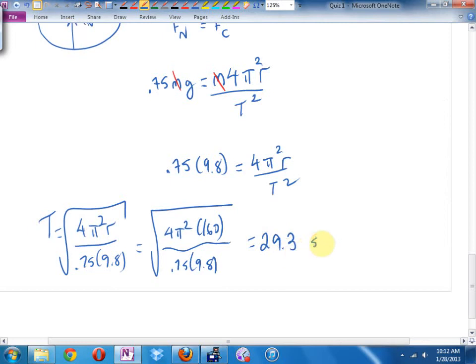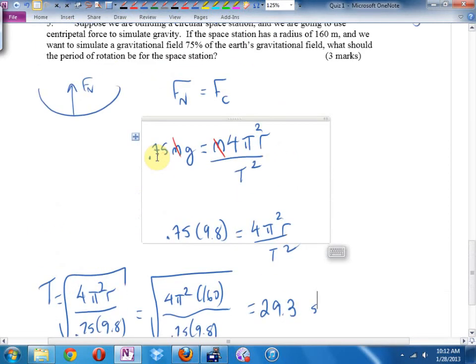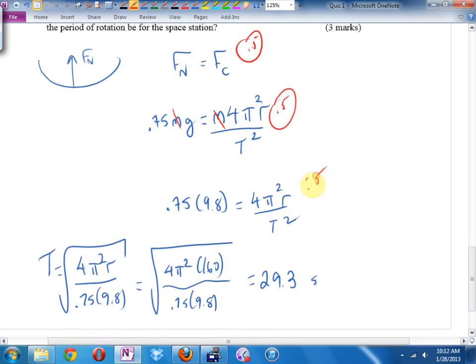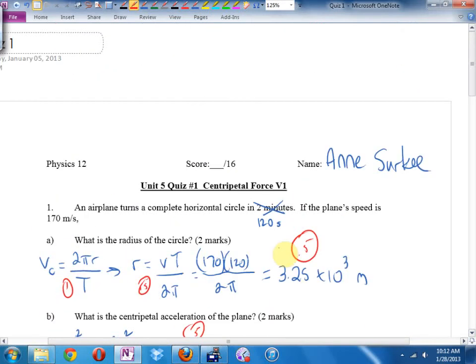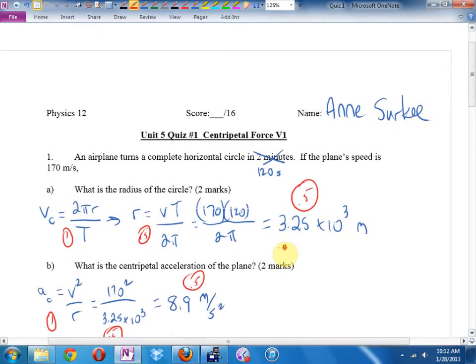29.3 seconds. In terms of part marks for this one, I'd probably give you a half mark for that, a half mark for that, a half mark for that, a half mark for that, and 1 mark for the answer. Can you give yourself a lovely clear score out of 16 and each of you give yourself 1 bonus mark for free, please? I don't know why.